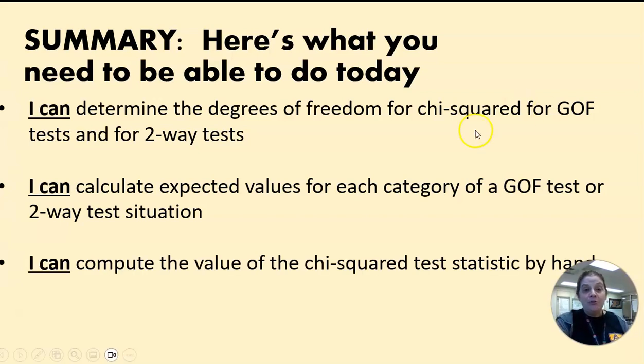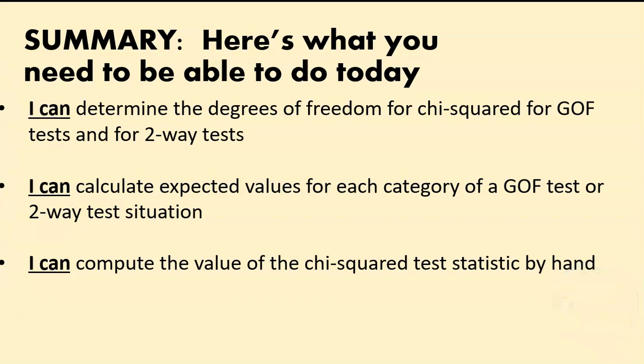You need to be able to compute the chi-squared test statistic by hand so that you can do that in a formula situation where you're trying to set it up. So you need to be able to find that formula and fill in those numbers using the expected values that you've previously calculated. Remember, the observed values are always the ones that are going to be given to you.